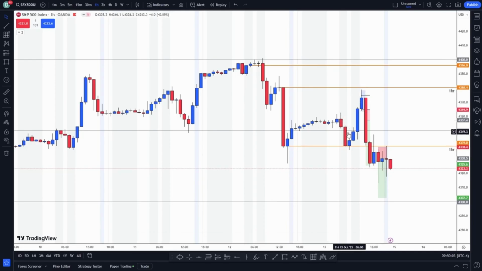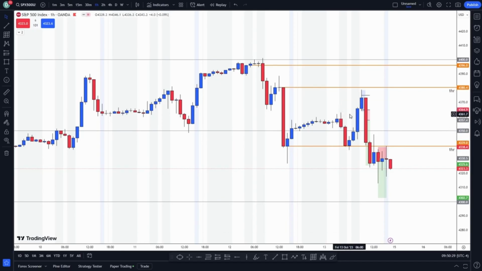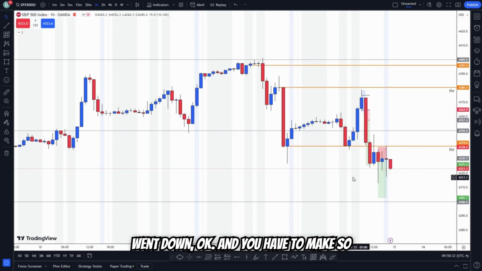All the traders, when it was falling down over here, the stop losses which were above here, all the overnight position holders, their stop loss was over here. So they waited for the market open or London open, and when they see these two candles like this, what they will do, they will just put their trailing stop losses above this. And then what the market did, it took all the liquidity from above here, and then it went down.